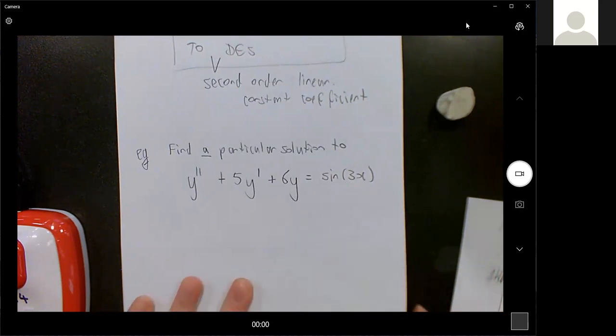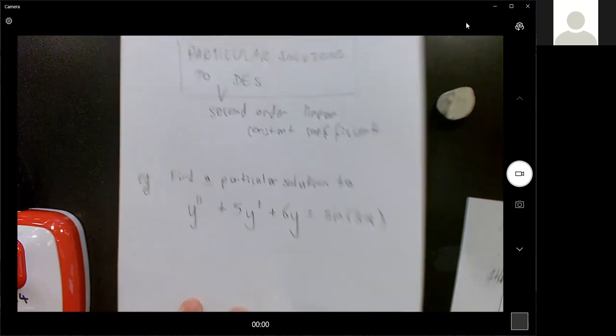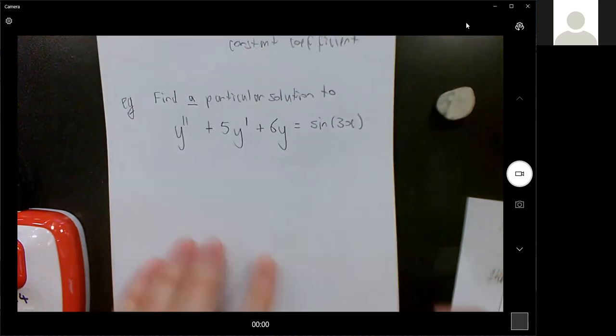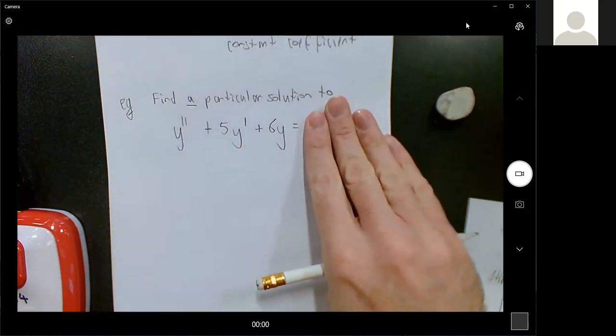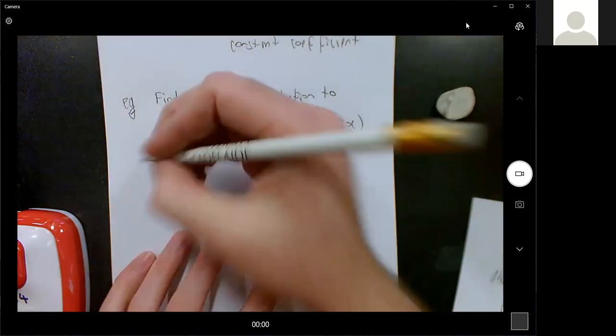Cool. Except there's some batteries not included, which is you also have to pick something that won't make this answer come out to 0. Because there are some things you can pick for y that will make the answer 0 and not sine of 3x. And you can't pick any of those things because they won't come out to sine of 3x, they'll come out to 0. So you actually have to first find what the solutions are to the homogeneous equation before you can pick your particular solution. Sadly. Damn it.